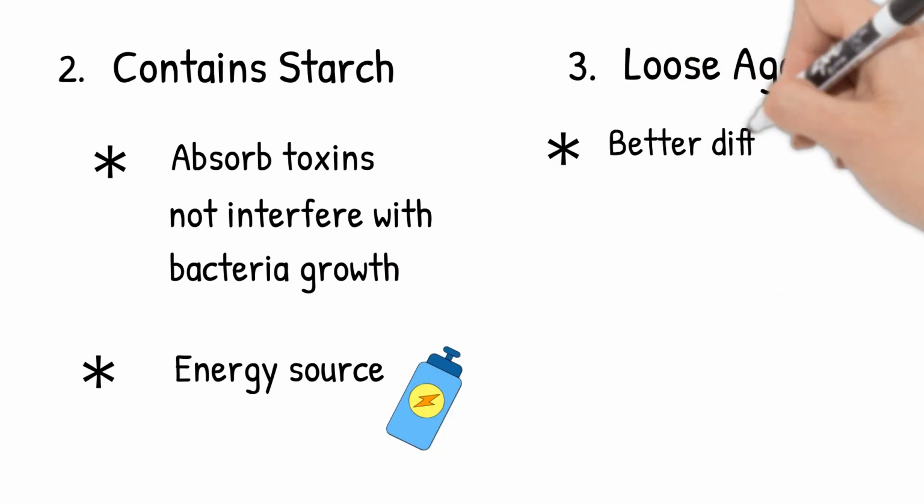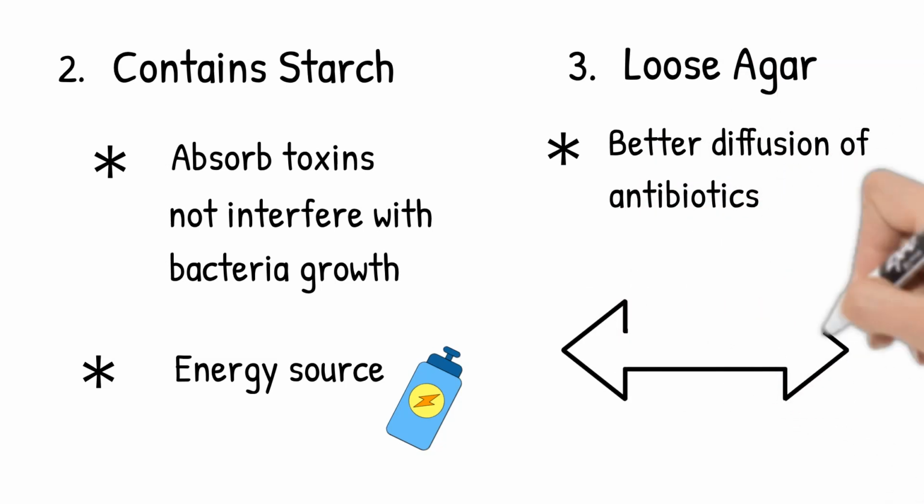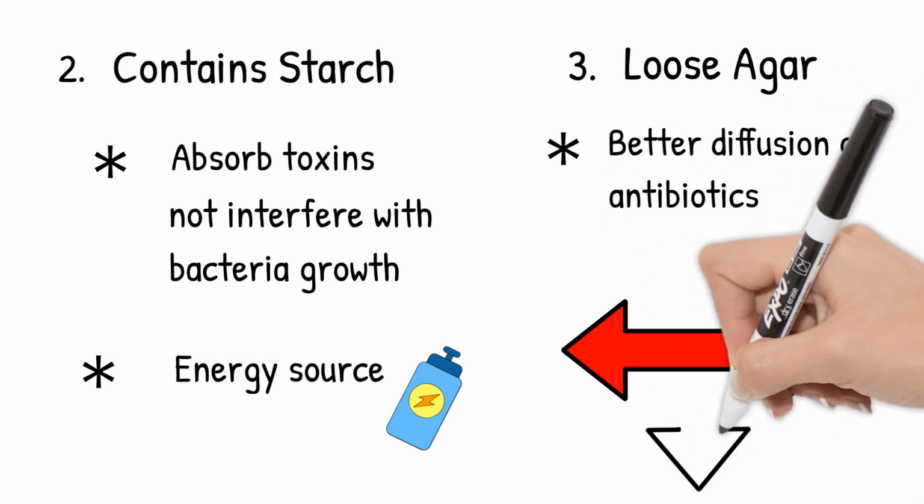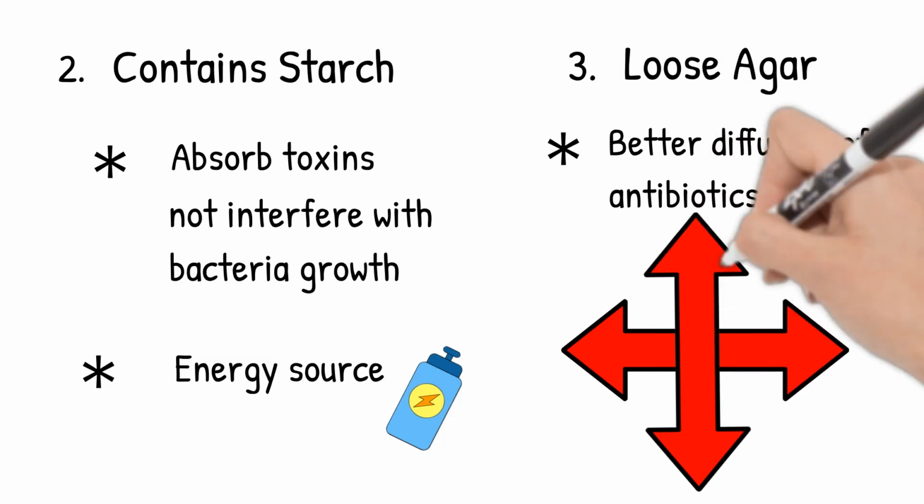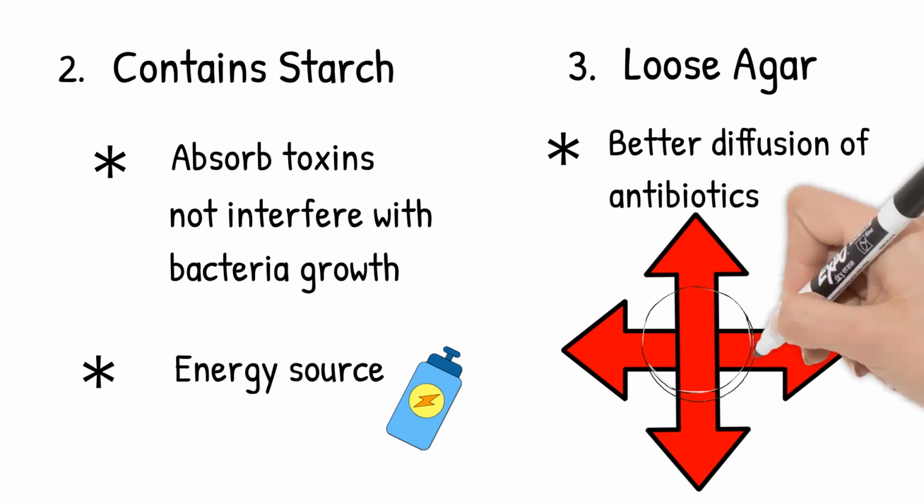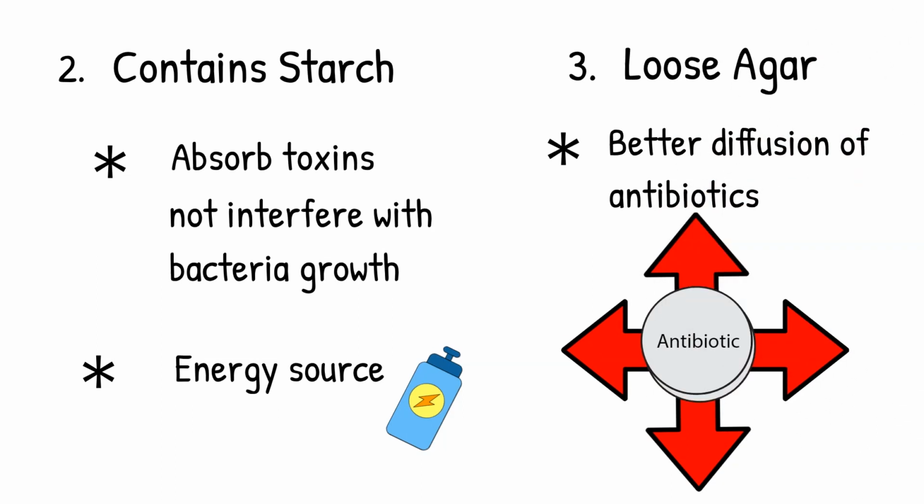Third, Mueller-Hinton agar is a loose agar. This allows for better diffusion of antibiotic than other types of media agar. Since the antibiotic can diffuse freely, a true zone of inhibition can be established.